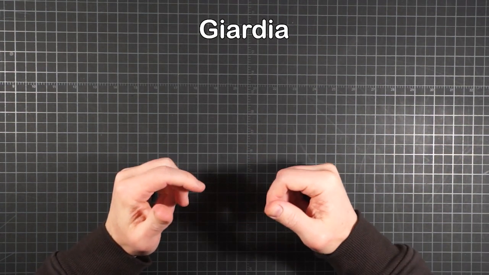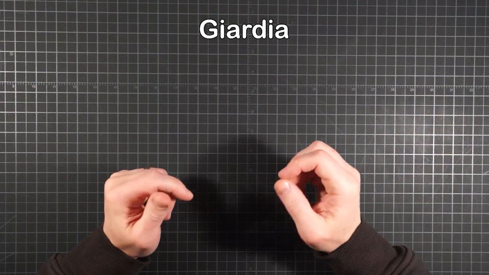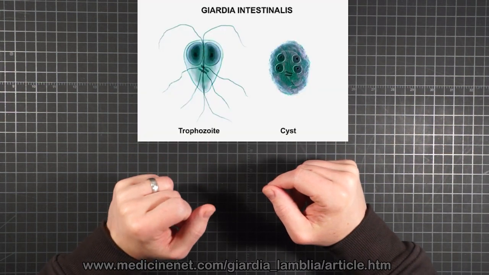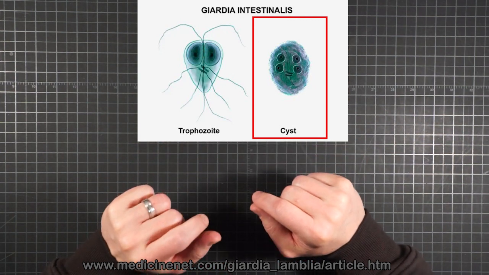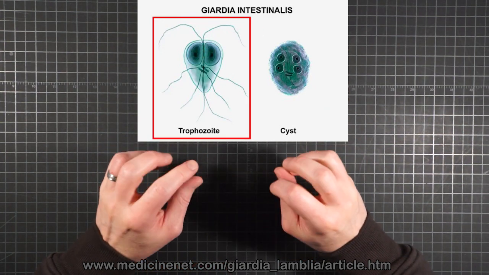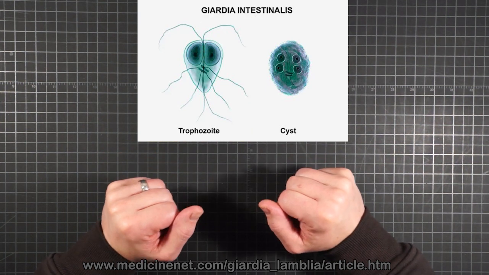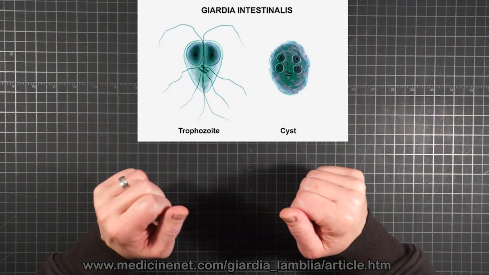Giardia is the most common cause of parasitic gastrointestinal disease in the United States, with an estimated 20,000 cases occurring each year, and it exists in 2 forms. You swallow the cyst, which becomes activated by your stomach acid, and then the trophozoite uses a sucker to attach to the lining of your small intestine and make you sick.